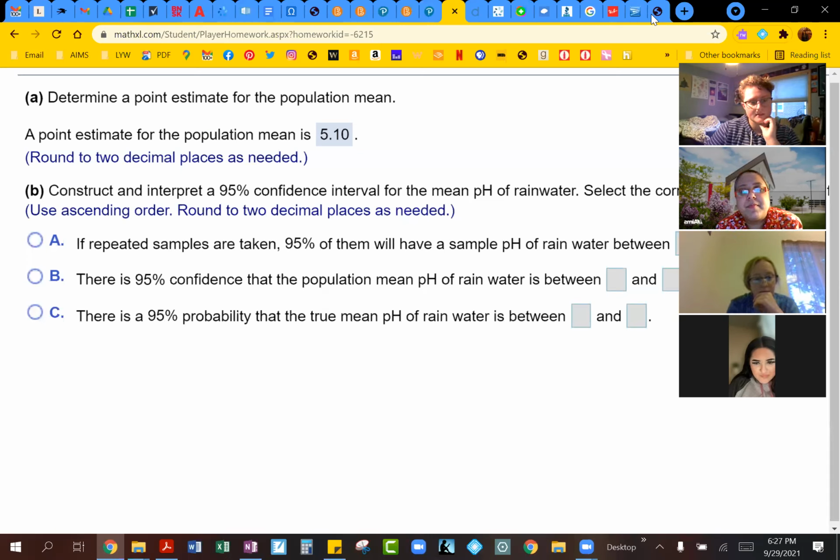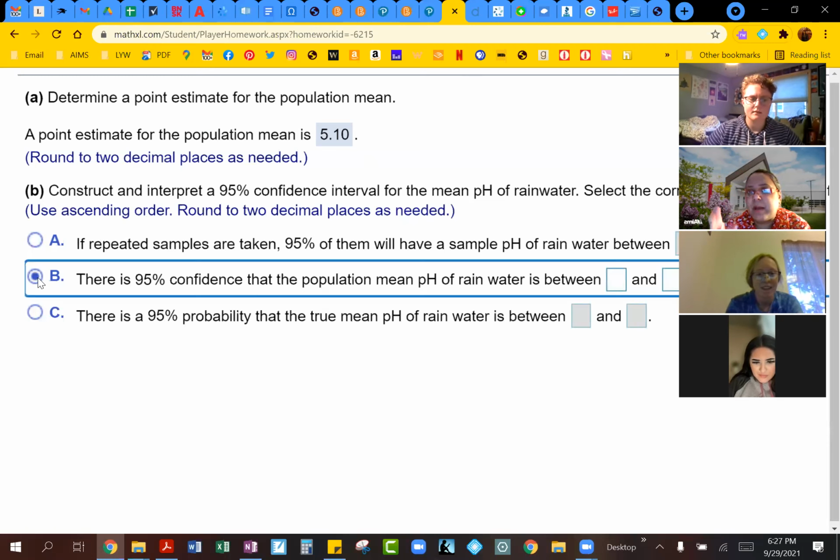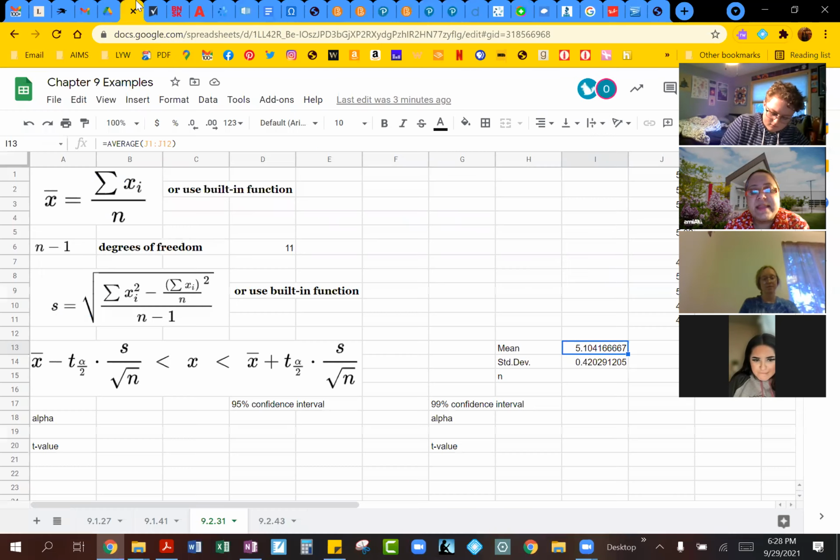Confidence interval, right, Sydney? Yeah, because again, you are talking about a confidence interval. So we want to know what those upper and lower bounds are going to be. So again, guys, don't let the extra stuff confuse you. You are still doing a confidence interval. And again, it is a 95% confidence interval.